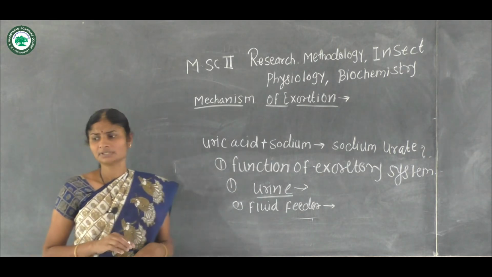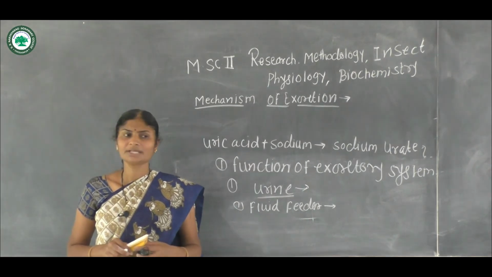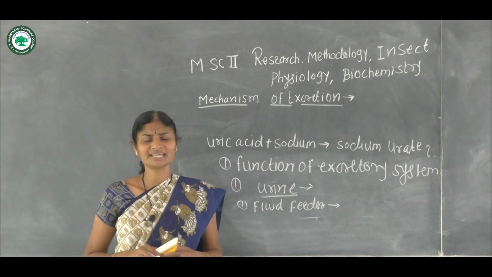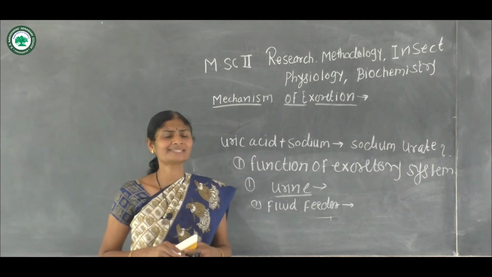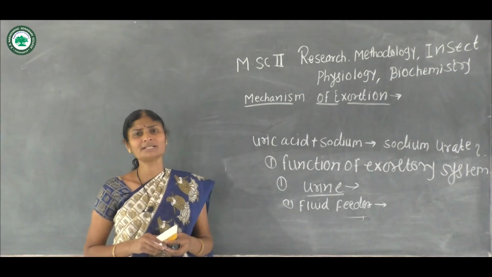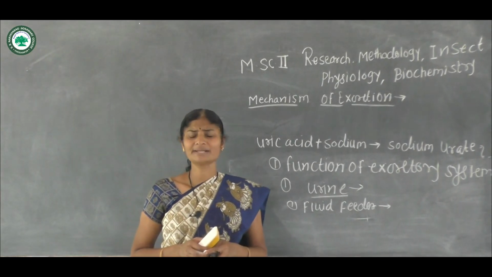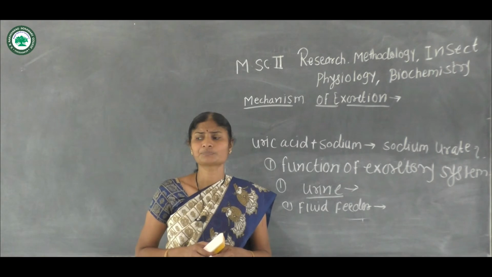Second, the urine in aquatic insects is copious and clear. Copious means abundant. In aquatic insects, urine is abundant and clear.